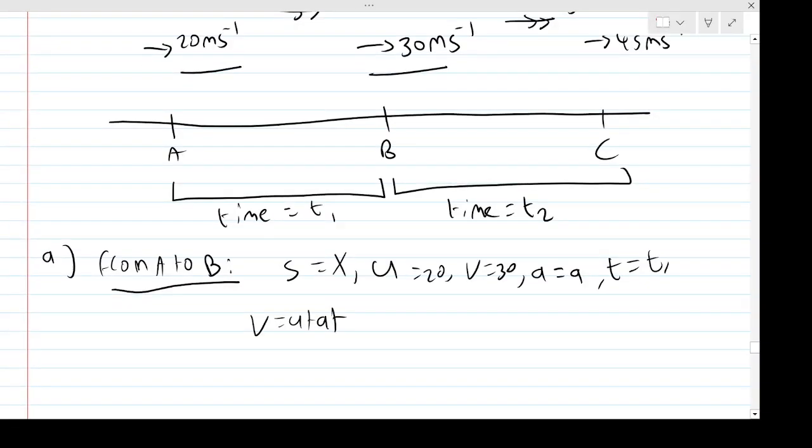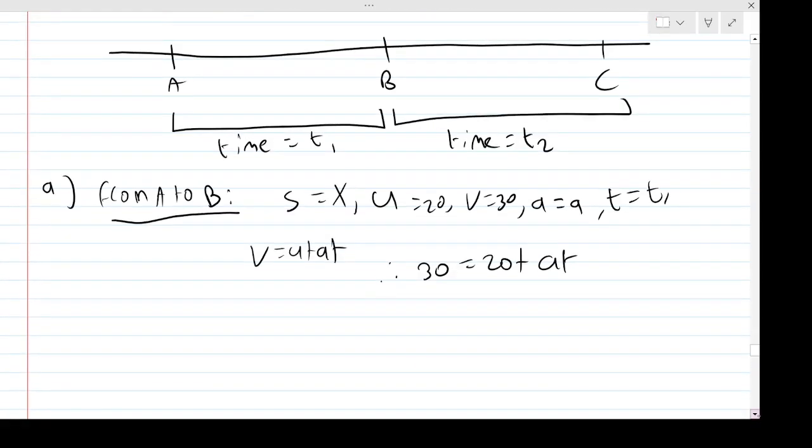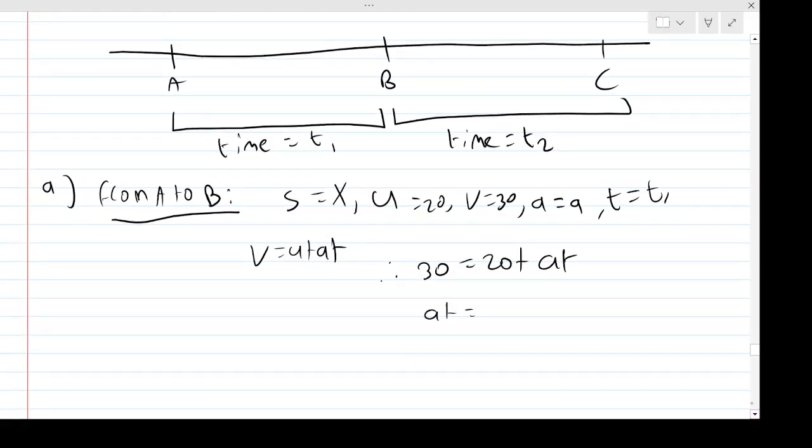So V is 30, so 30 is going to be 20 add AT. And you'll see why I picked A and not tried to find S. You'll see why in a moment. So if I do AT, that's going to be 30 take away 20, which is 10. Now I'm going to leave that there.